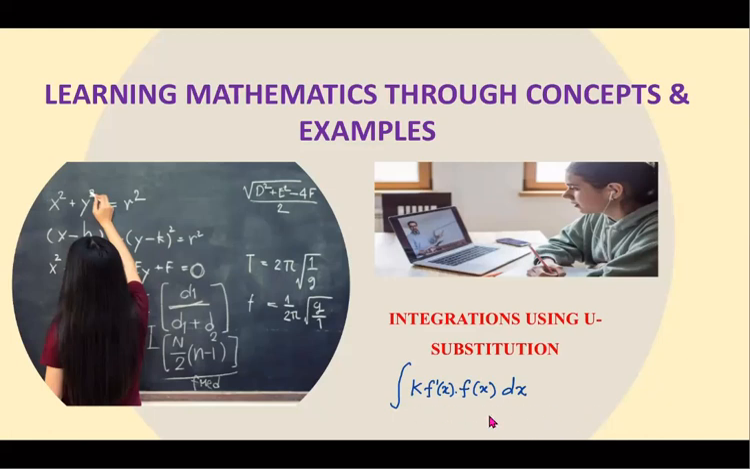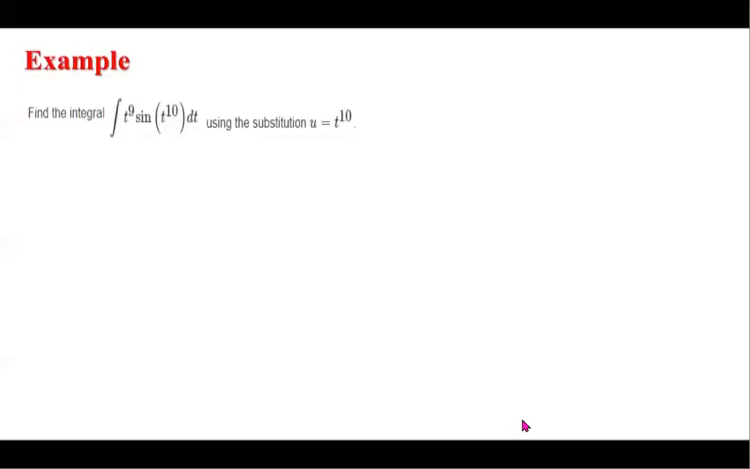Remember, basically, the function f of x will be a composite function. If that function is a composite function and the derivative of that inside function is here along with some multiple, then we can use the U substitution. Remember, sometimes the exact derivative of that inside function may not be there, so we may have to do a little bit of manipulation to make the situation fit the condition for U substitution. Let's go to the first example and try to do that.